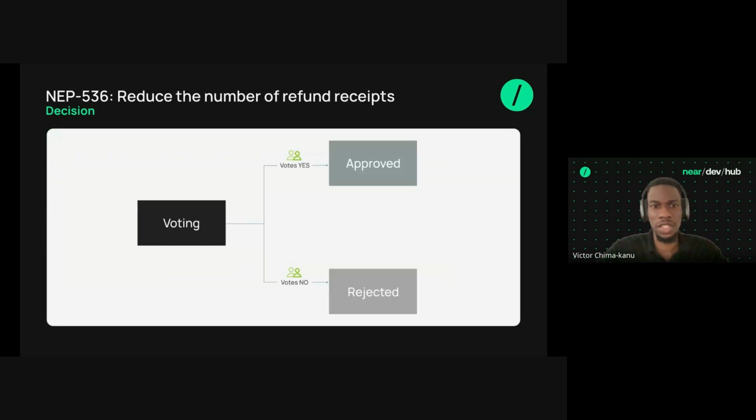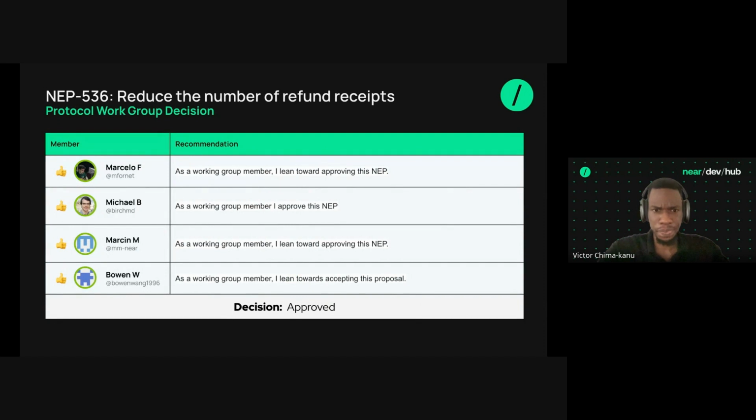So based on the NEP process, we need a 2/3 majority to move forward with this NEP. We've already had each working group member provide their voting indication on the NEP itself on GitHub, but here is the summary. So we had all 4 working group members leaning towards approval of this NEP. Before we formalize the decision, I'd like to ask if any working group members have any final comments or concerns. Yes, I can see Marcin.